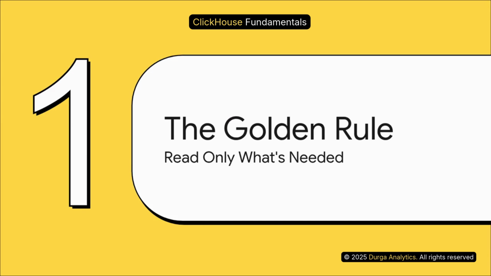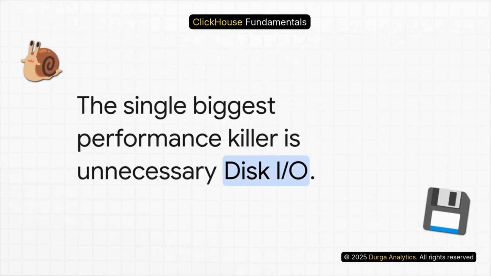Okay, the foundation of all query performance in ClickHouse, the one idea that everything else builds upon, can all be summarized in one simple, powerful rule. Your primary goal, always, is to minimize the amount of data ClickHouse has to read from the disk. That's it. Everything else we discuss, every single optimization technique, ultimately serves this one objective: read less.